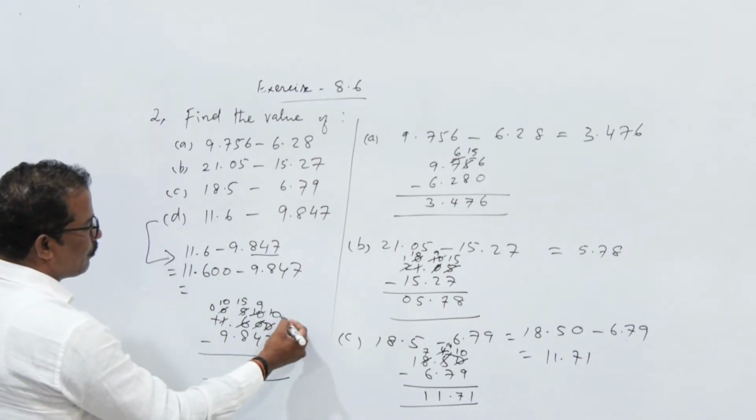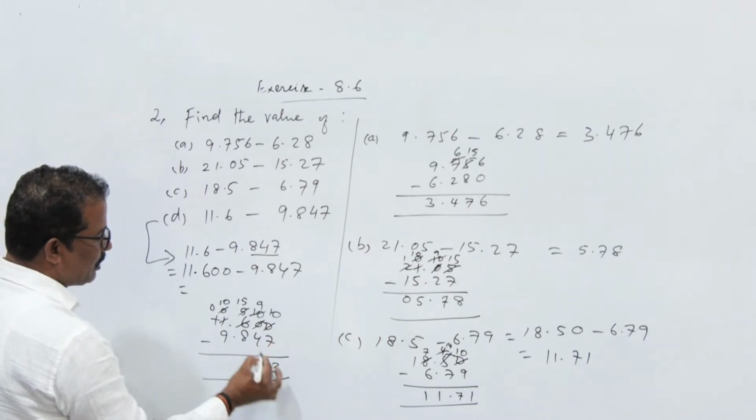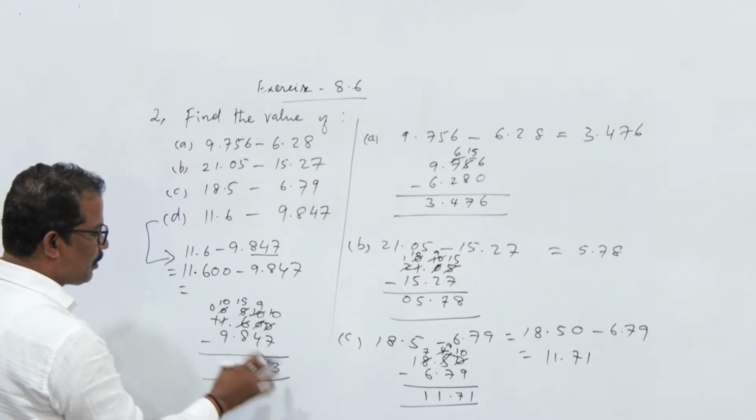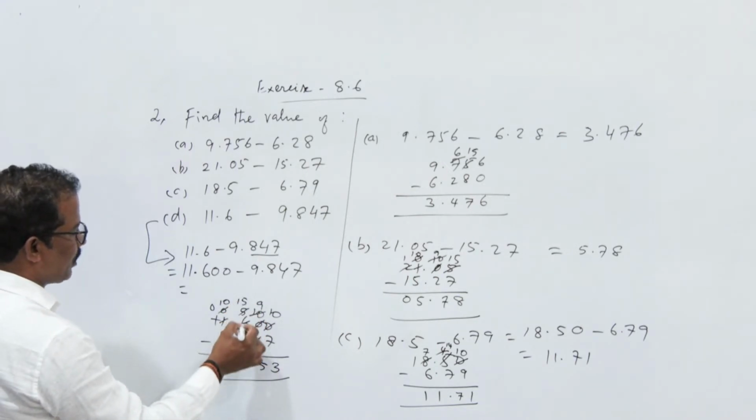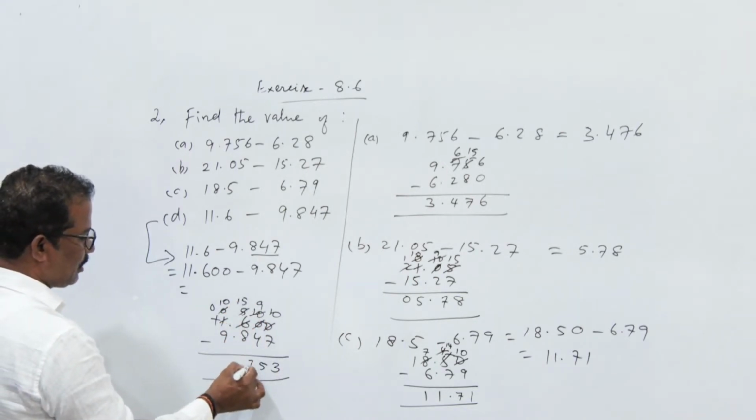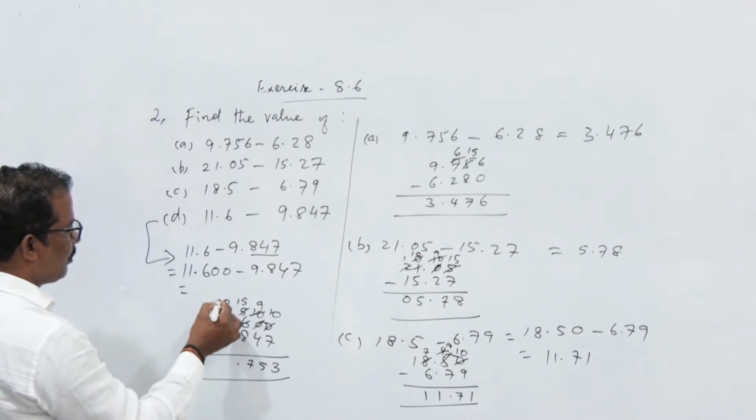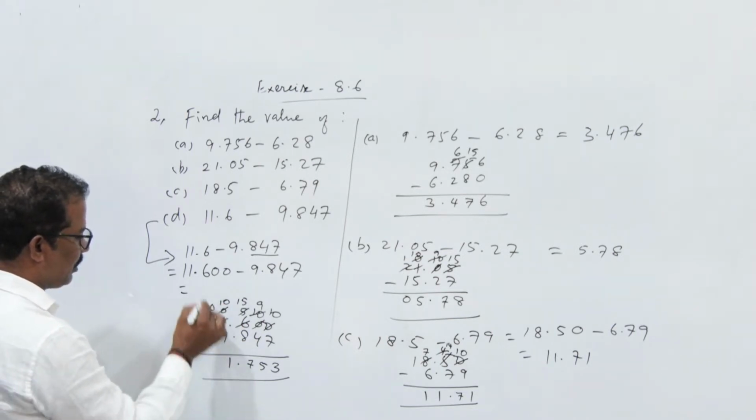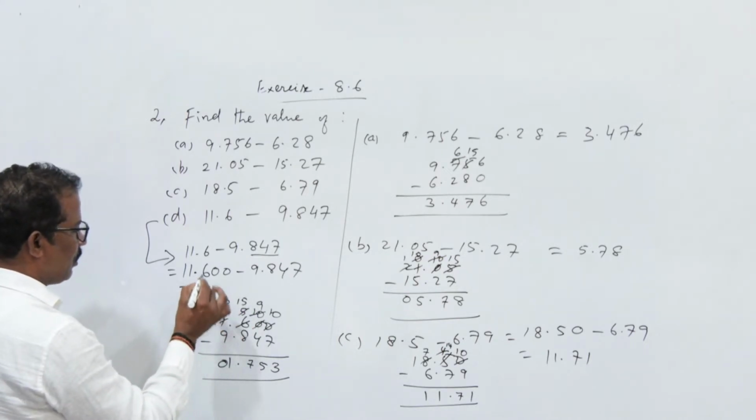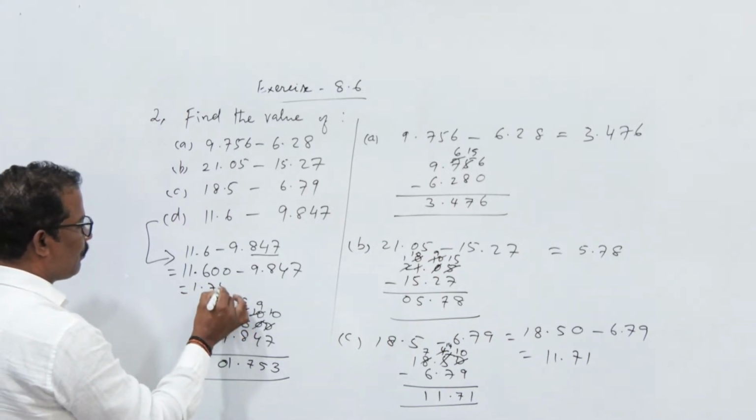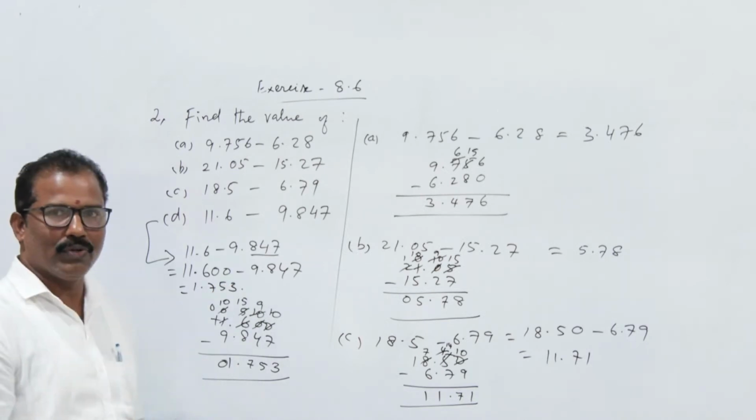Now we can subtract. From 10, 7 subtracted means 3. From 9 it is 5. From 15, subtraction 8 means it is 7 now. From 10, 9 subtracted means 1 and there nothing is there. So what is the difference we got here? The difference is 1.753. Understand all of you?